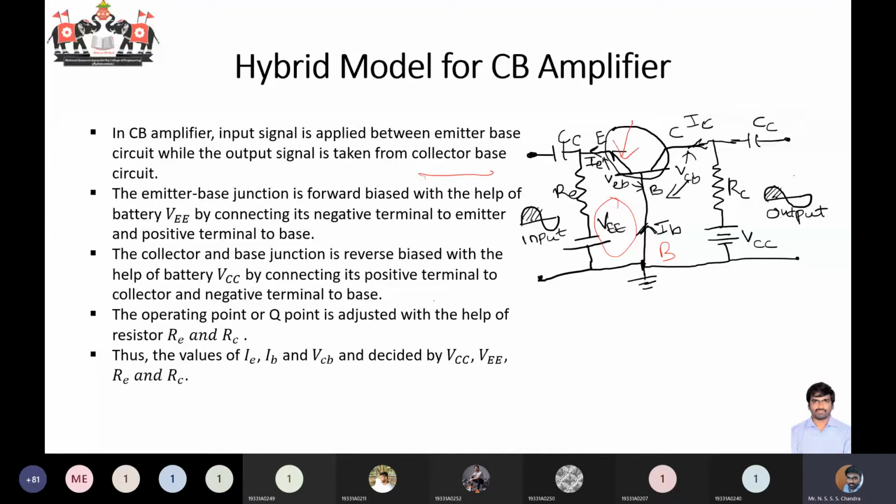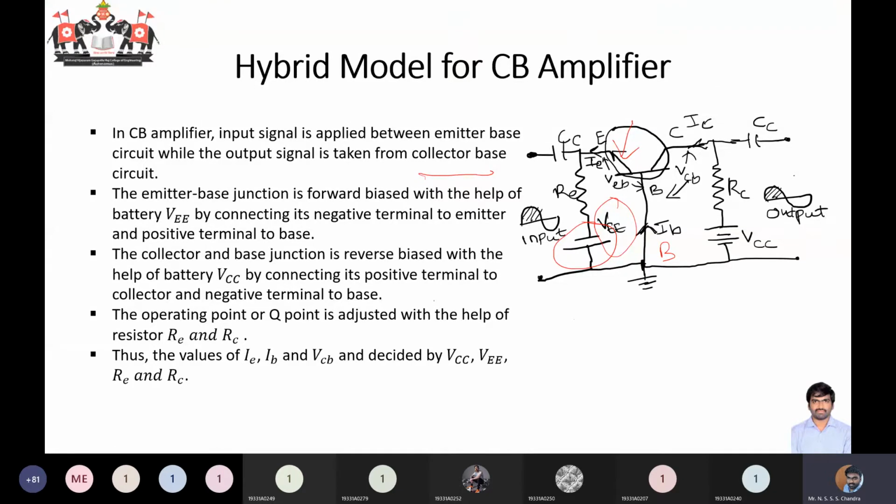If the arrow mark between the emitter and base is headed towards the emitter, it means that the emitter is n-type. If the arrow mark is headed towards the base, it means that the base is n-type. Here the arrow mark is towards the emitter, it means that the emitter is n-type. So it's an NPN transistor. If you want to forward bias the emitter, you need to give a negative voltage at the emitter terminal. That's why you're connecting VEE with a negative battery terminal connected to the emitter such that the emitter junction is forward biased.